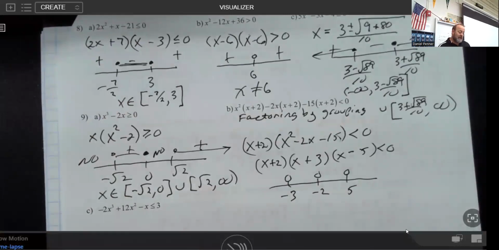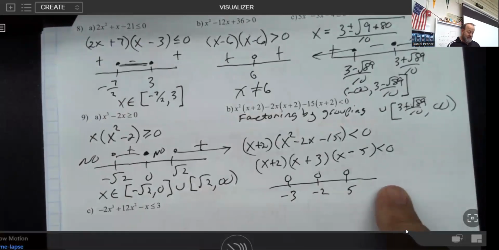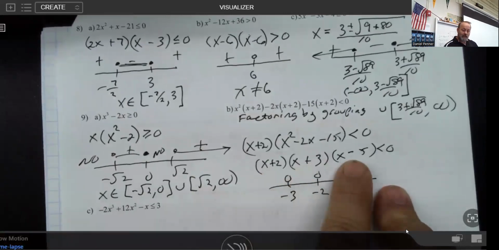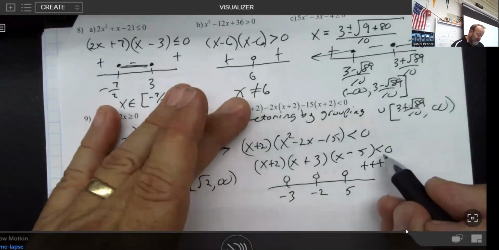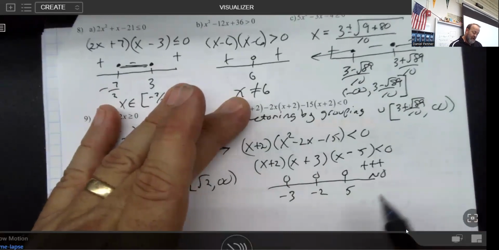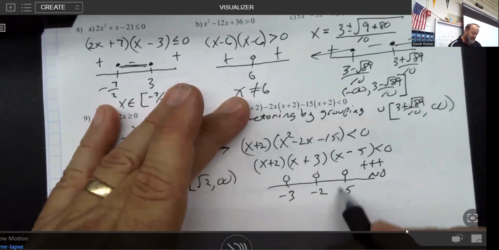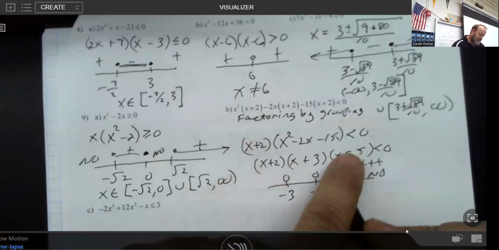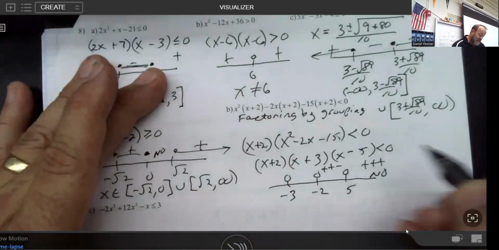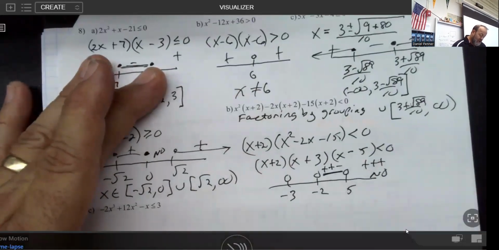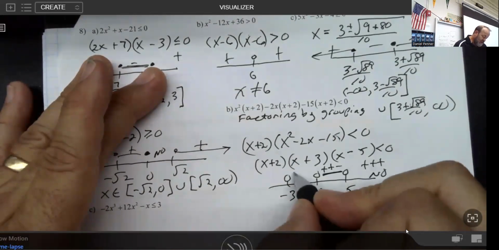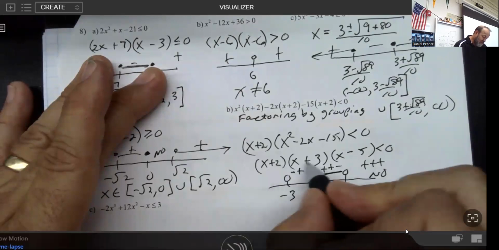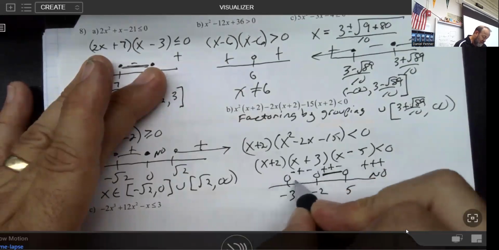And of course, if I plug in anything above 5, like 6 or 7 or 10 or 100, every single piece is a positive. And the product of 3 positives is positive, and I don't want that. But if I try in here, like 4, I get a positive times a positive times a negative. And the product of 2 positives and a negative is negative, and that is exactly what I want. The same logic over here, if I try negative 2.5, I get a negative times a positive times a negative, and that's positive, and I don't want that either.